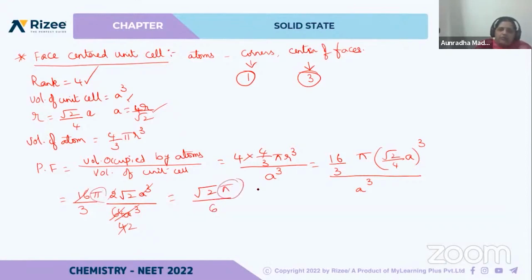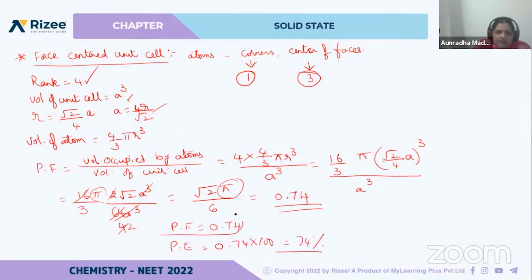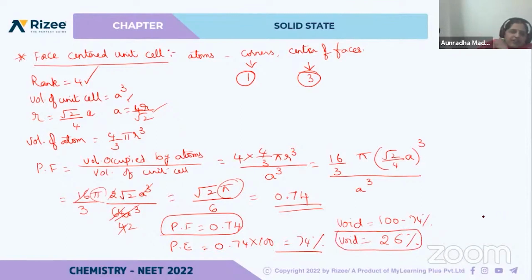By substituting the value of pi here, approximately we will get the value of 0.74. So packing fraction is 0.74. So packing efficiency is 0.74 into 100. That is 74%. Basing on these two values, void is 100 minus 74%, 10 minus 4, 6, 9 minus 7, 2, 26%. So this is about face-centered unit cell.